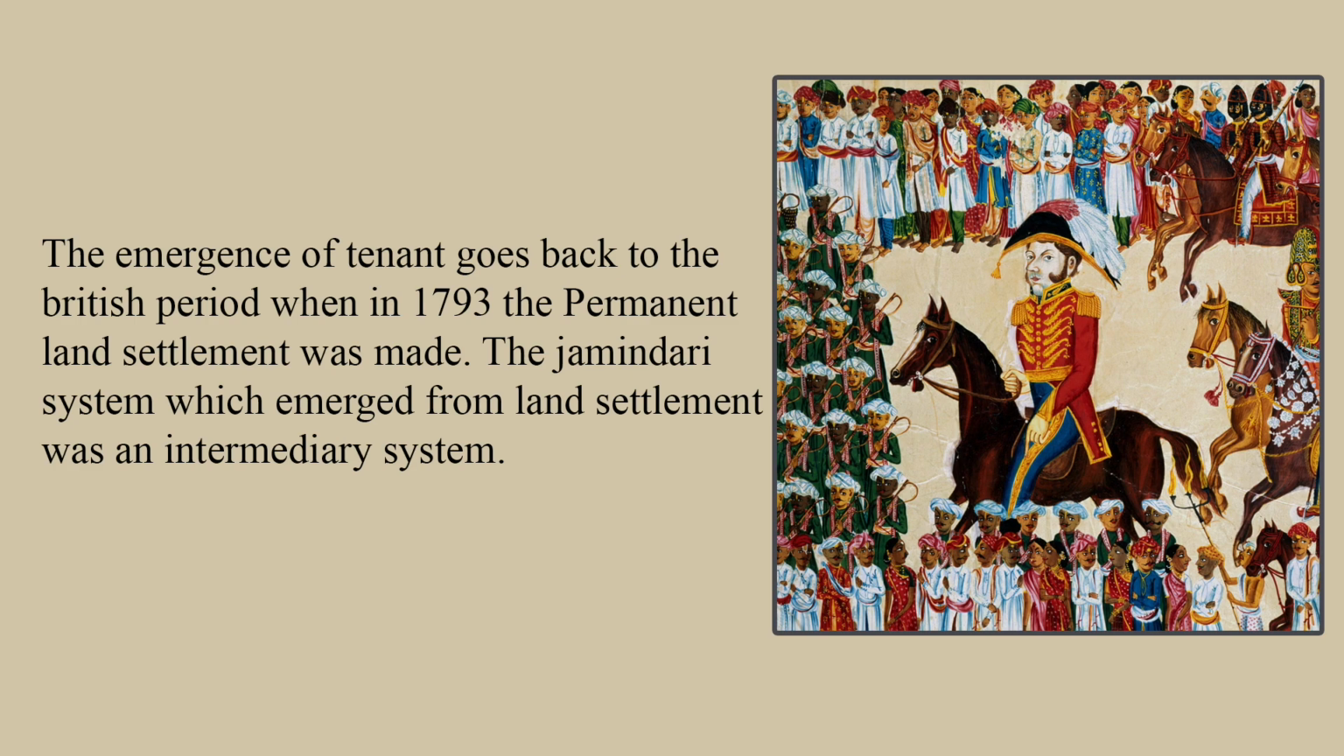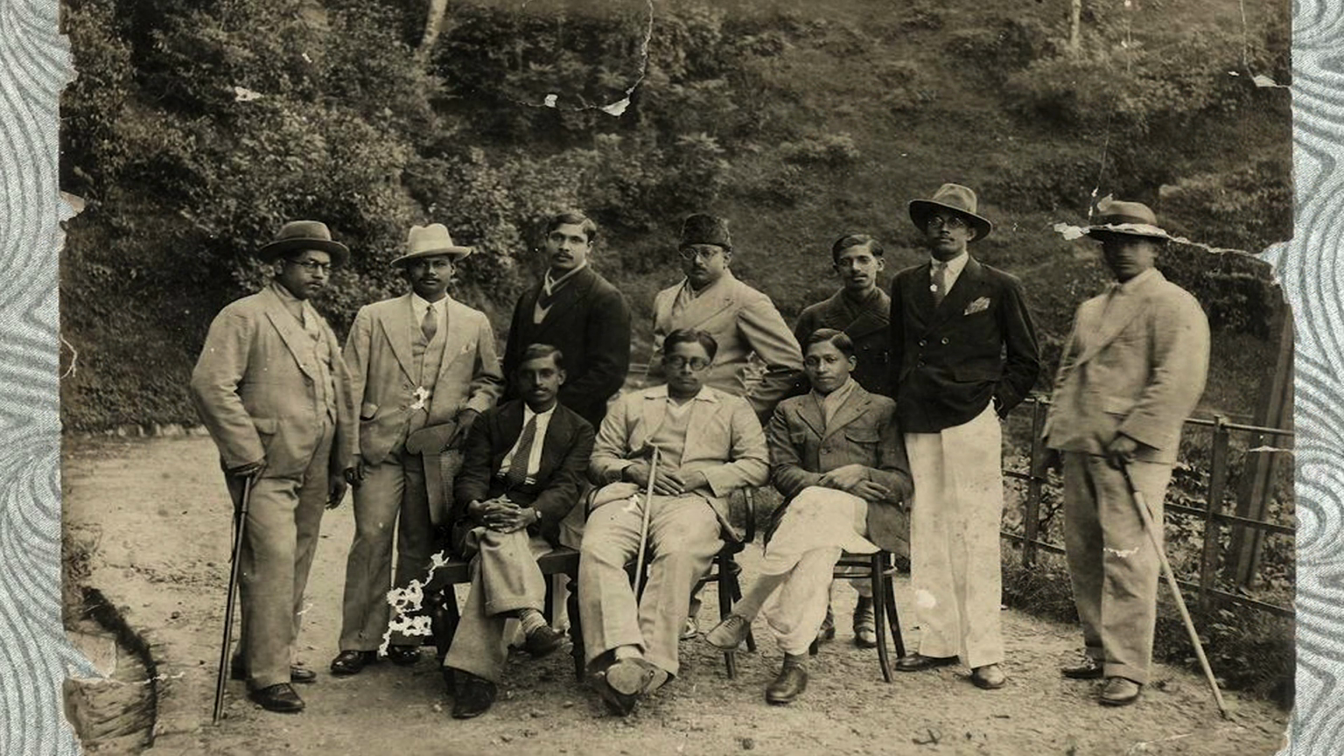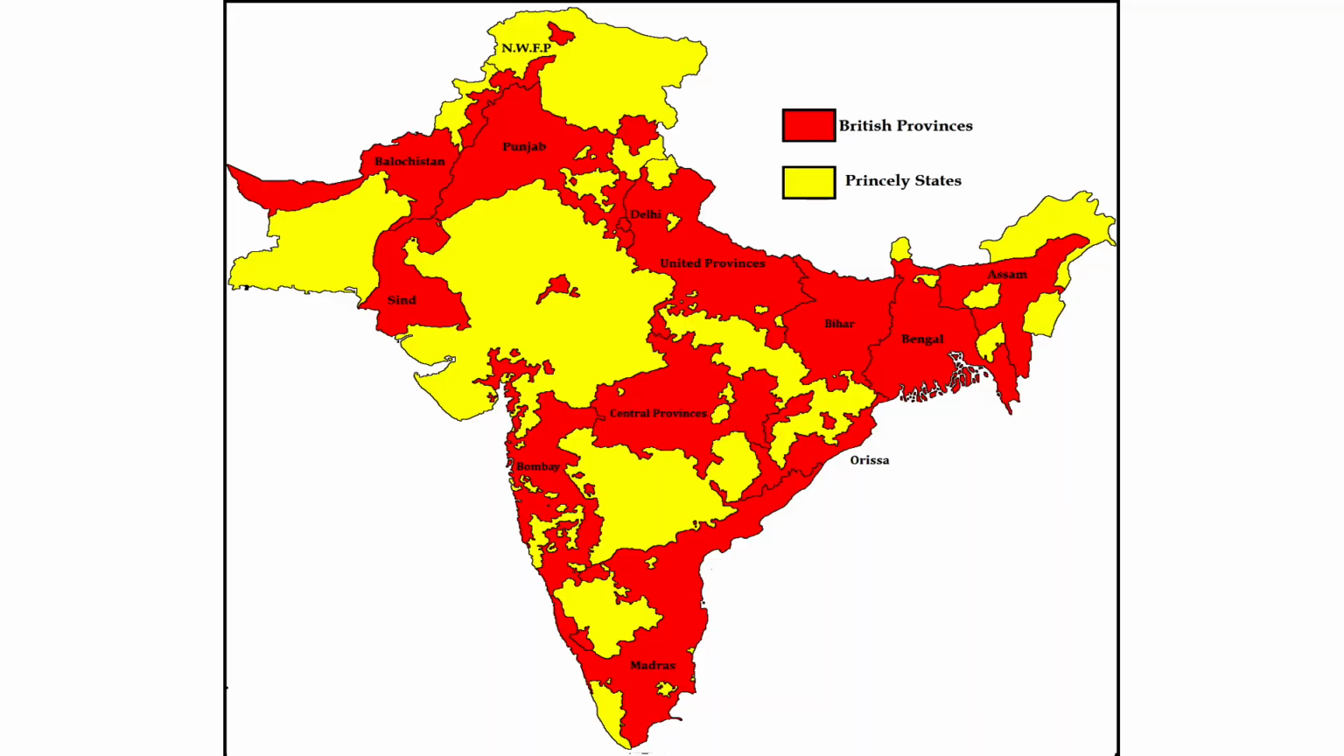The Zamindari system, which emerged from the land settlement, was an intermediary system. The system created the class of tenants who suffered oppression at the hands of the Zamindars. It was a historical emergence found for the first time in Indian agrarian history. In the native states, also known as princely states, the Jagirdar worked as an intermediary between the tenant and the central princely rule.